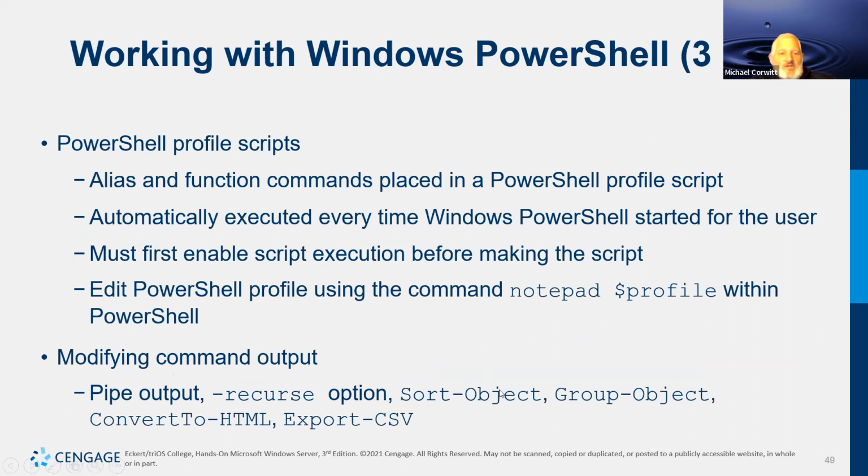PowerShell profile scripts. Alias and function commands are placed in the PowerShell profile script, which automatically executes every time Windows PowerShell is started for the user. You must first enable script execution before making the script, and edit the PowerShell profile using the command notepad $profile within PowerShell. Modifying command output: pipe output, recurse option, sort-object, group-object, convertto-html, export-csv.